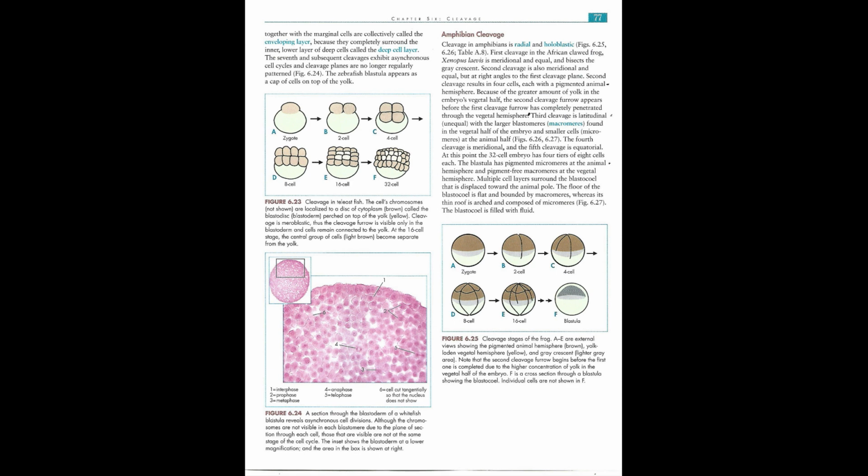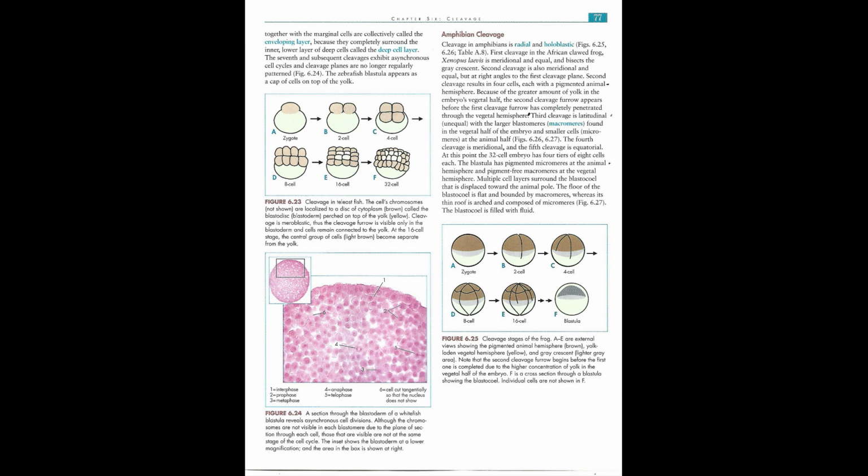The seventh and subsequent cleavages exhibit asynchronous cell cycles, and cleavage planes are no longer regularly patterned, Fig 6.24. The zebrafish blastula appears as a cap of cells on top of the yolk. Amphibian cleavage. Cleavage in amphibians is radial and holoblastic, Fig 6.25, 6.26, Table A.8.